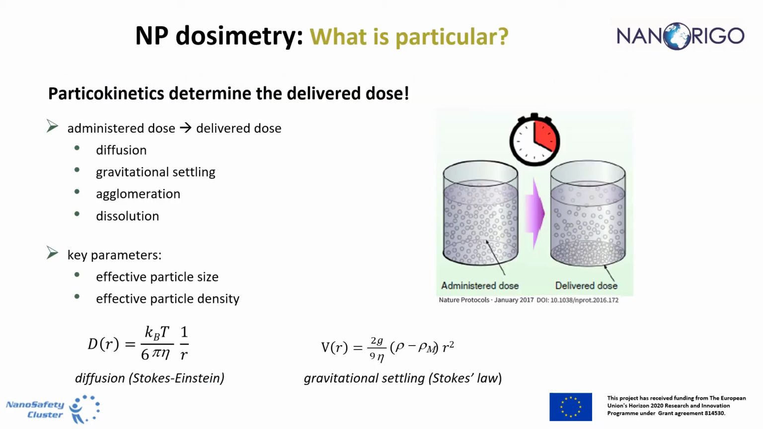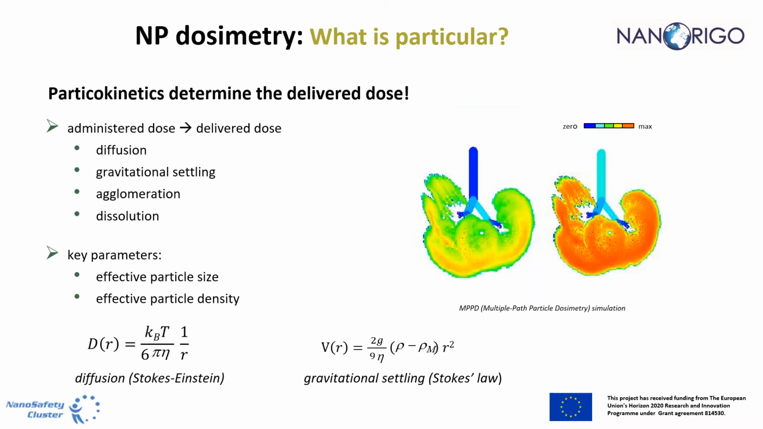When you are working with nanoparticles in vitro under submerged conditions and with adherent cells, dosimetry includes that only a specific fraction of your administered particles will interact with your cells, the delivered dose. The transition from administered dose to delivered dose is determined by diffusion and gravitational settlement, with particle size and density as key determinants. These effects are relevant not only for in vitro conditions, but also for nanoparticle exposure in vivo via the lung.